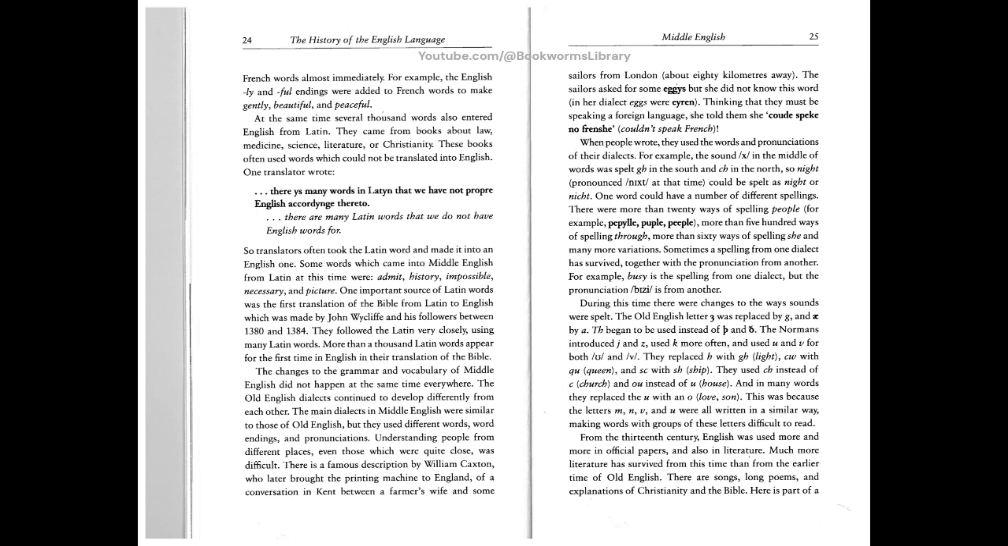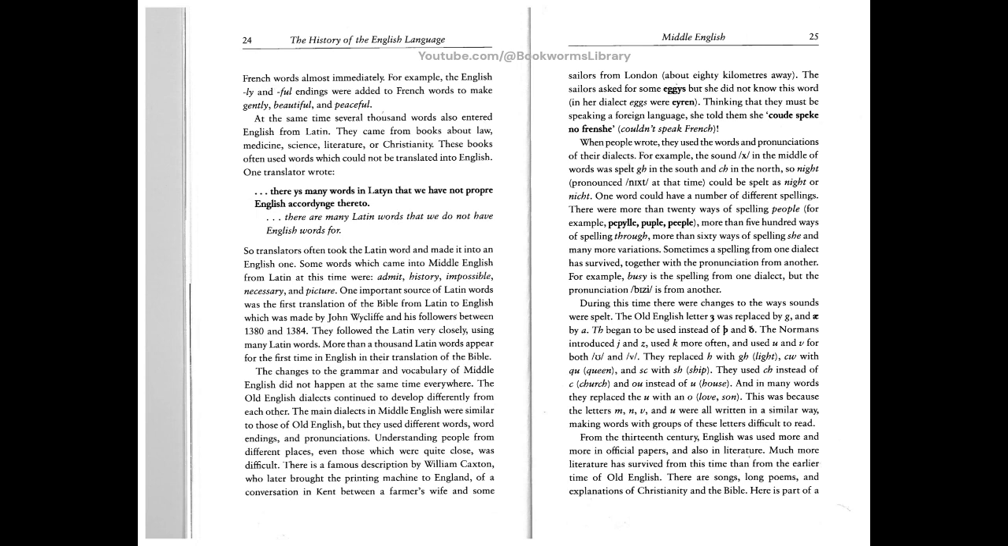The changes to the grammar and vocabulary of Middle English did not happen at the same time everywhere. The Old English dialects continued to develop differently from each other. The main dialects in Middle English were similar to those of Old English, but they used different words, word endings, and pronunciations. Understanding people from different places, even those which were quite close, was difficult.